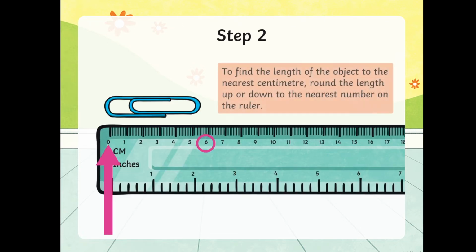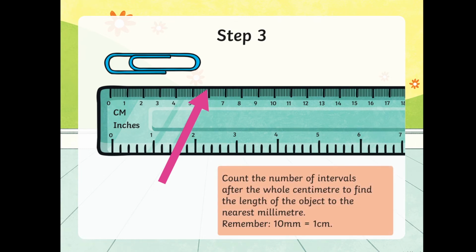Step 2. To find the length of an object to the nearest centimeter, round the length up or down to the nearest number on the ruler. For example, look, this paper clip. Alright, so as you can see, it ends up right here. So it's actually near already number 6. We can't go back, right? So we have to say that this is 6 centimeters long. Okay? Great. Next, step 3.